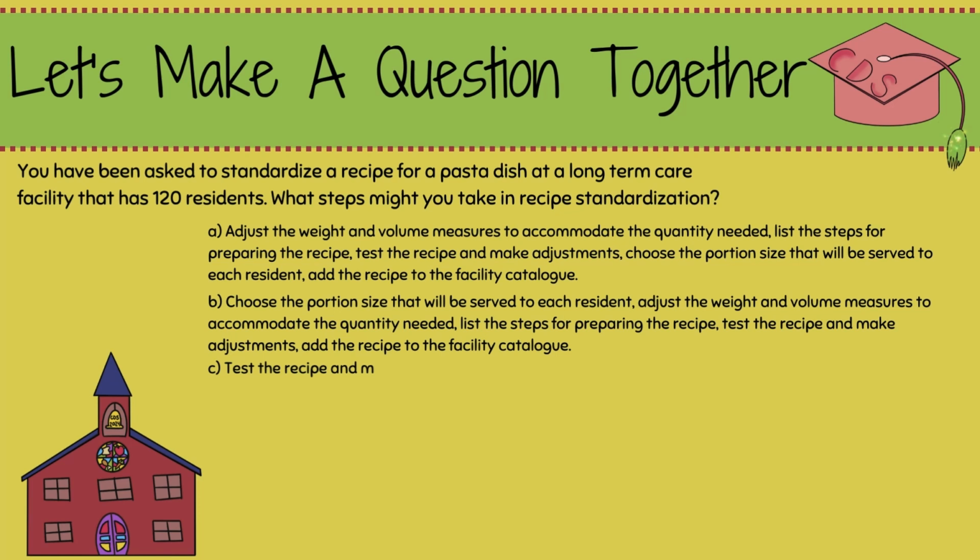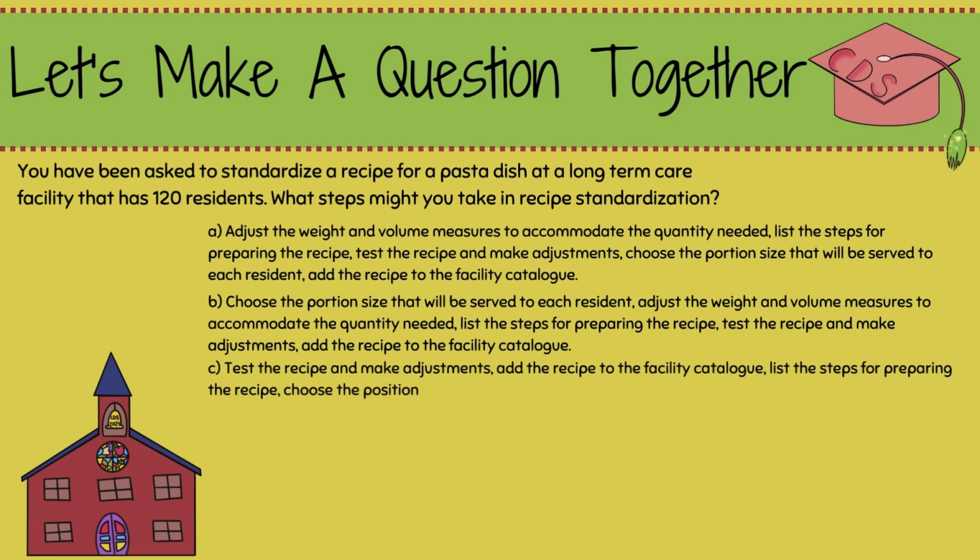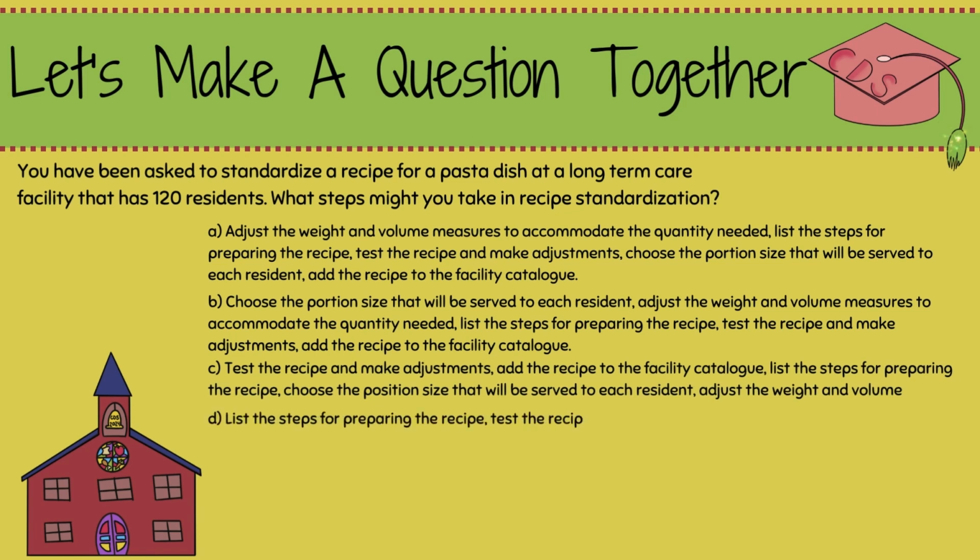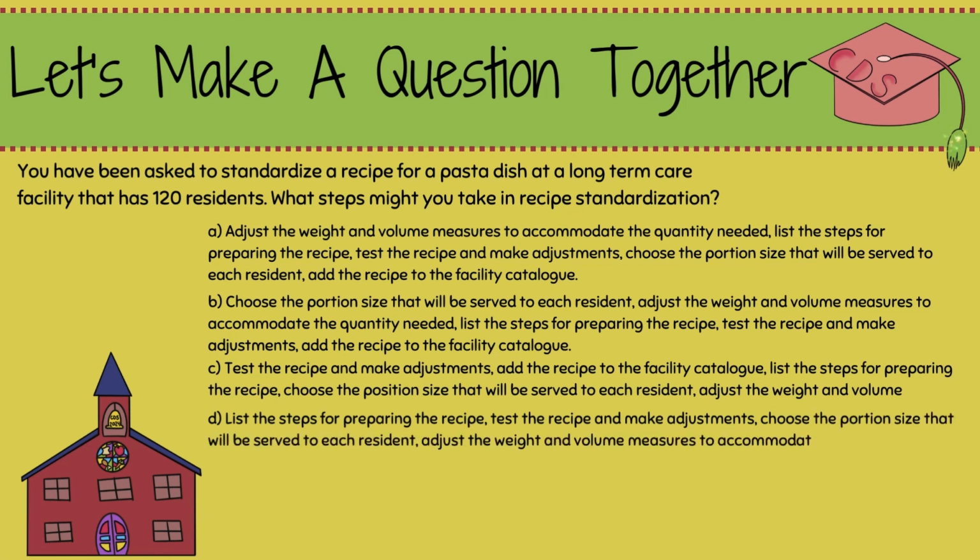C. Test the recipe and make adjustments. Add the recipe to the facility catalog. List the steps for preparing the recipe. Choose the portion size that will be served to each resident. Adjust the weight and volume measures to accommodate the quantity needed. D. List the steps for preparing the recipe. Test the recipe and make adjustments. Choose the portion size that will be served to each resident. Adjust the weight and volume measures to accommodate the quantity needed. Add the recipe to the facility catalog.